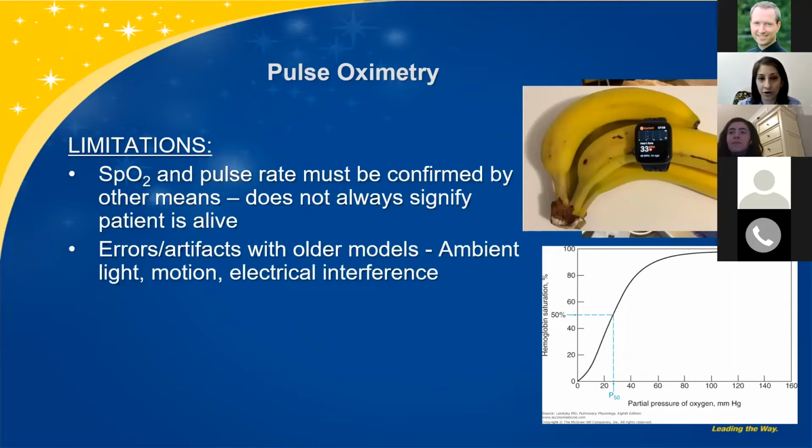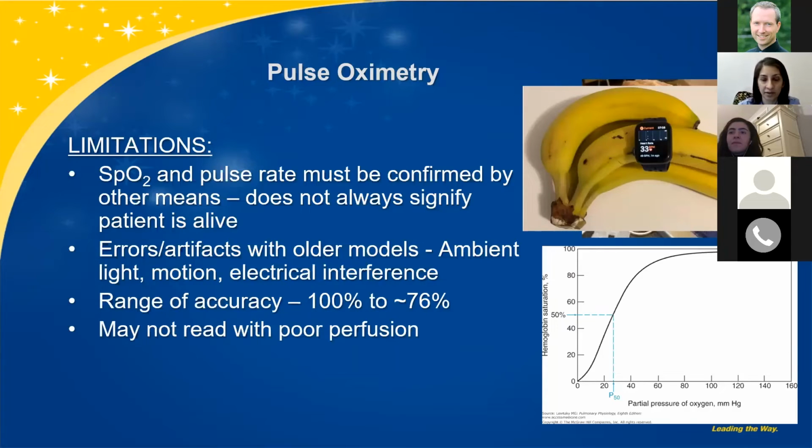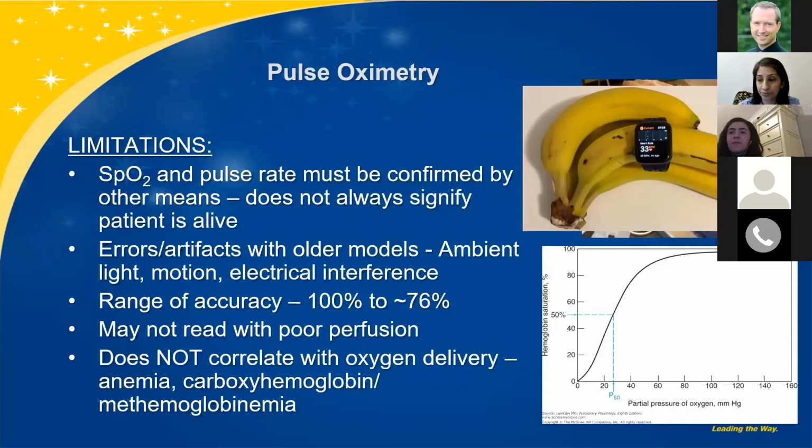Errors and artifacts can occur with light and motion and electrical interference. The range of accuracy on these pulse oximeters is usually between 100 and 76%. So if it's below 76, probably a blood gas is the way to go. Hopefully not. This is not a frequent occurrence. Obviously, even 76 is not good, but basically anything below that is probably not realistic. These units may not read well with poor perfusion or low perfusion.